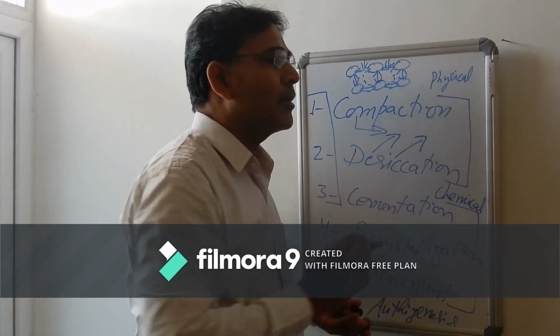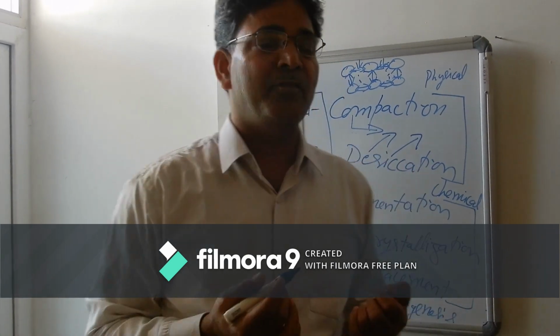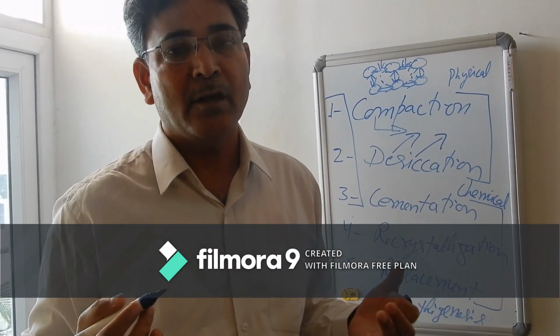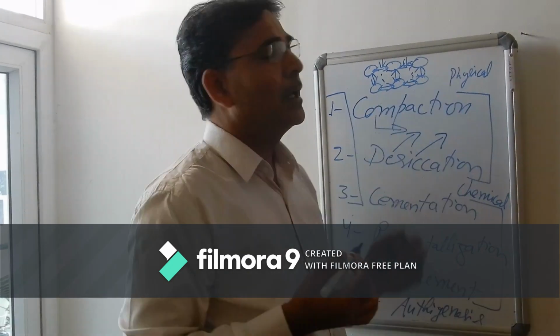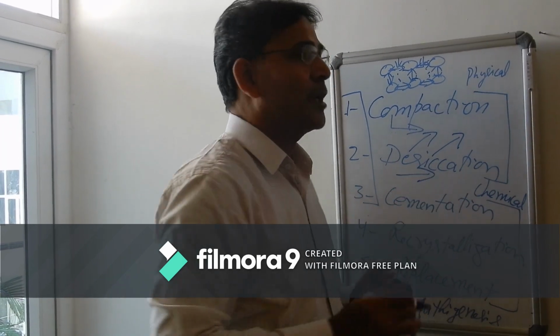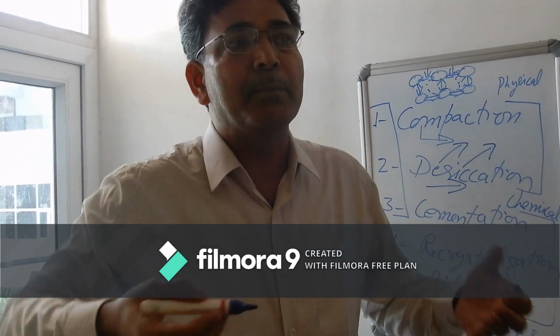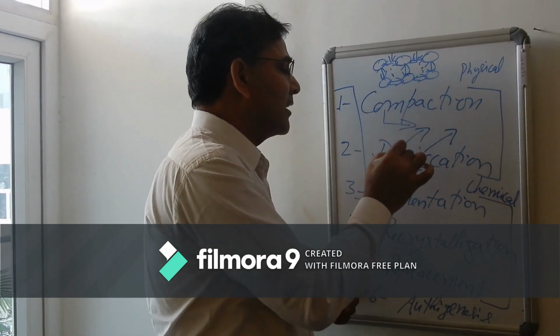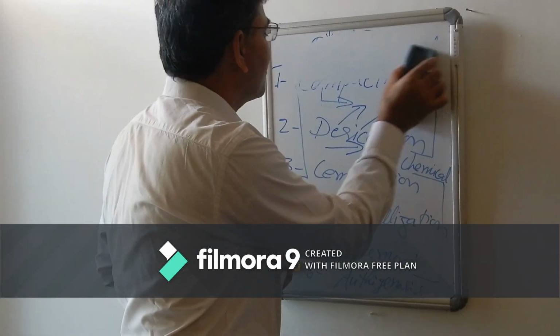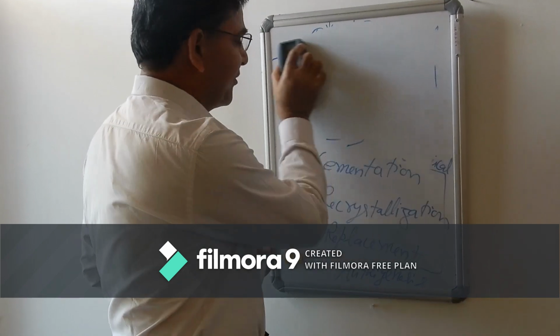Because of the desiccation, because of the dewatering of the sediments, some very important structures are formed, such as Liesegang bands. Liesegang bands are different colour bands in sedimentary rocks, which are produced because of the lithification, because of the desiccation, because the water is coming out because of the compaction. So these two, compaction and desiccation, are the important physical processes of lithification.